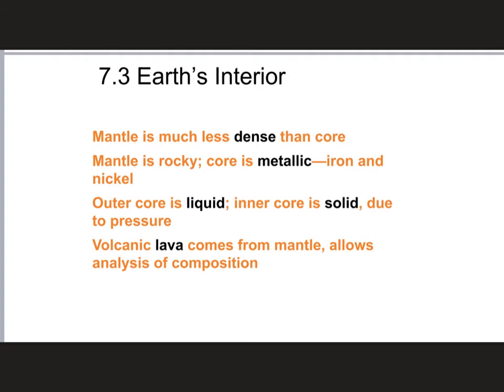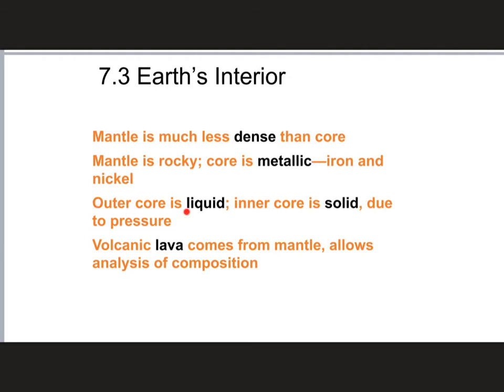So these are some things that we have been able to deduce about the interior structure of the Earth. Below the Earth's crust is the rocky mantle, and the mantle is much less dense than the core of the Earth. The core is made out of metals, predominantly iron and nickel. And one of the interesting things about iron and nickel is that those are two materials that are capable of becoming magnetic. So the fact that the Earth has a large core made out of iron and nickel is one of the reasons why the Earth has a magnetic field, which we'll talk about later.